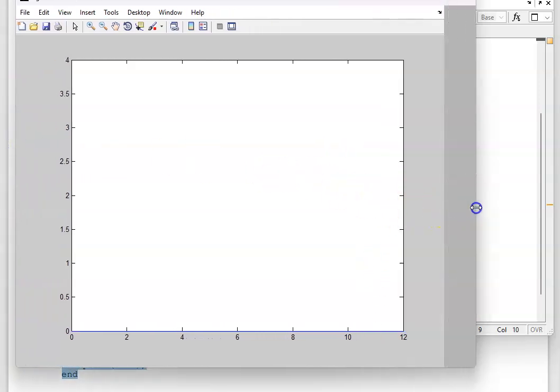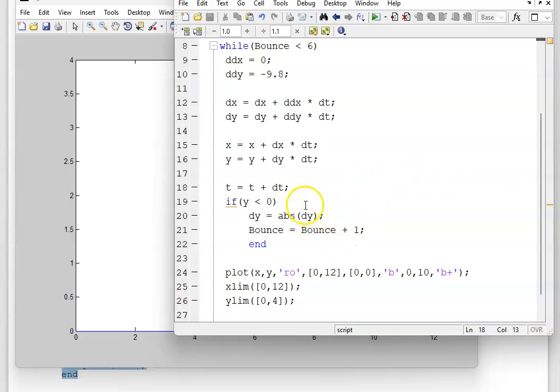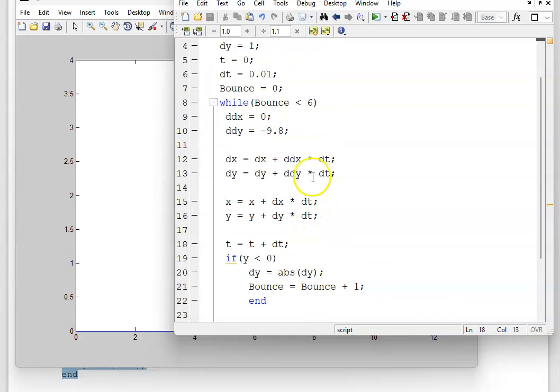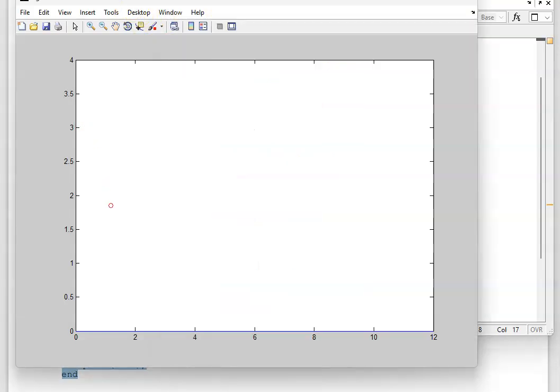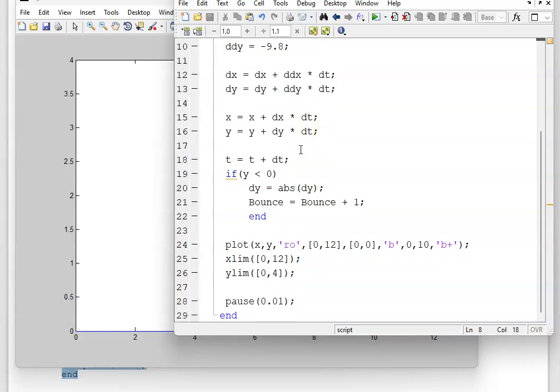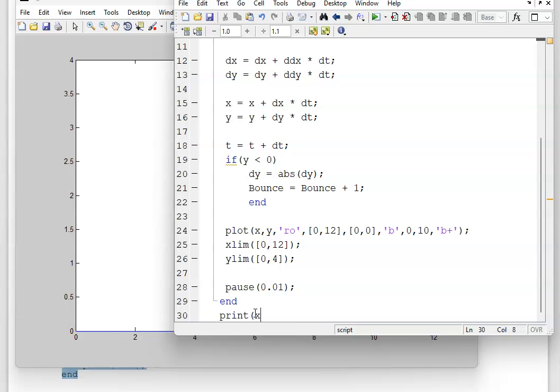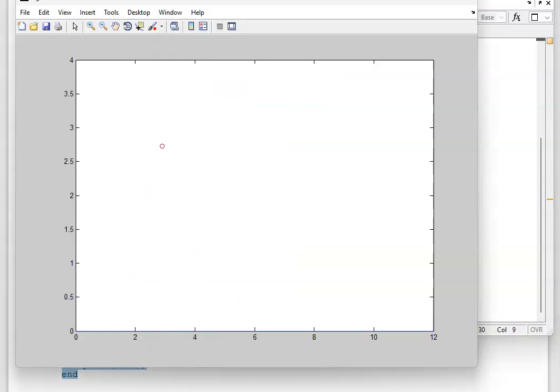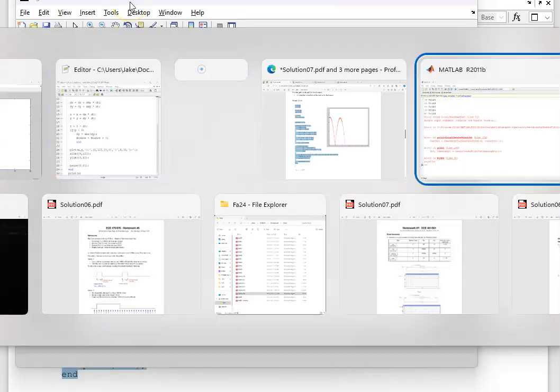So here's the challenge. I want to run the simulation until I hit the ground twice. So if y ever goes negative, I switch the sign and count. Keep going until I hit the second bounce. So to run that, there's the first bounce, second bounce. Once this is done, I can tell you where I hit the ground. First bounce, second bounce, and I hit the ground going over to the command window.